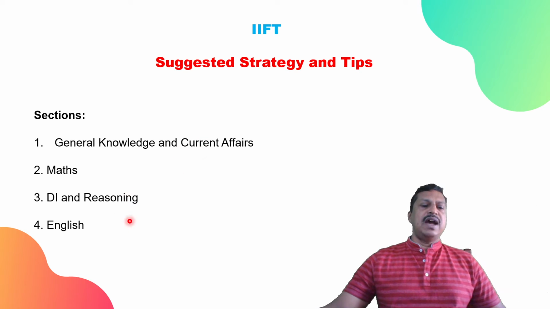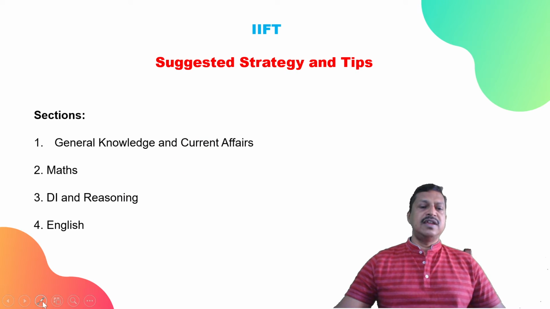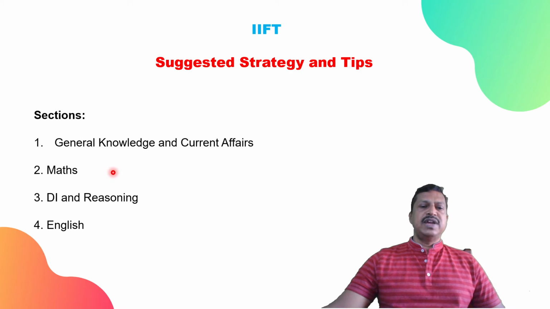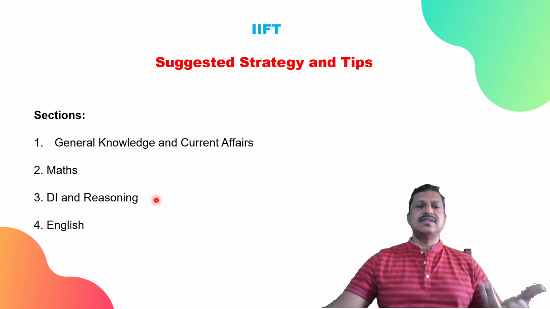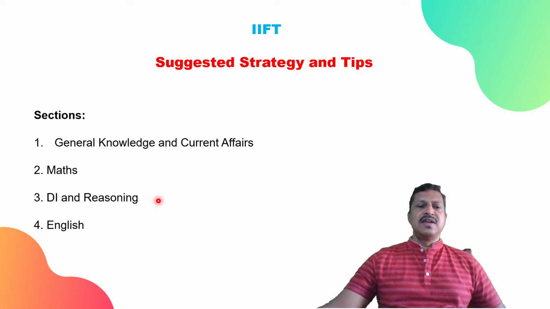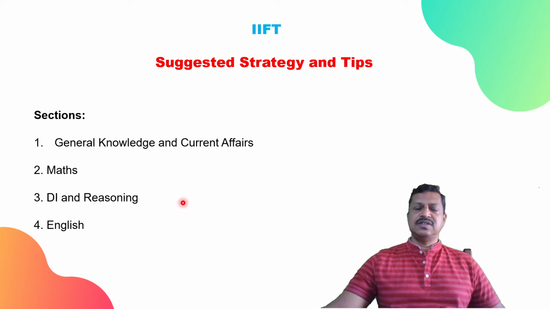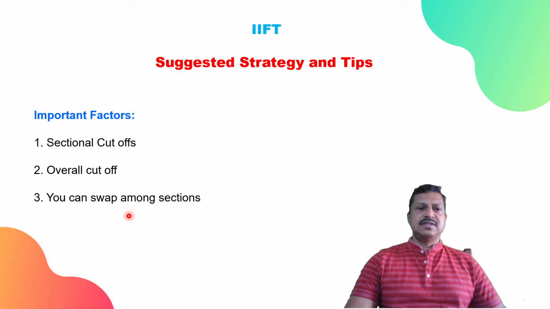So generally, what you have over here is, in general awareness, you get 20 questions. You get 20 questions around. Maths, you get 25 questions, right? Approximately, it is the pattern. This is how the pattern is, right? And DI and reasoning is 30 questions, right? And English is 35 questions. Okay, so this is how the pattern is.